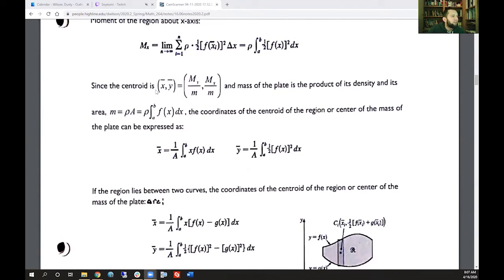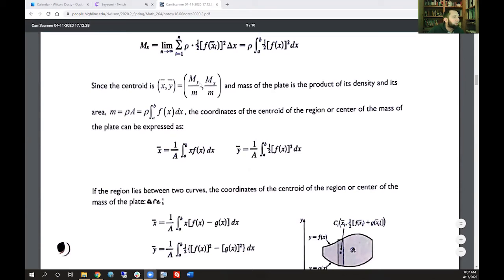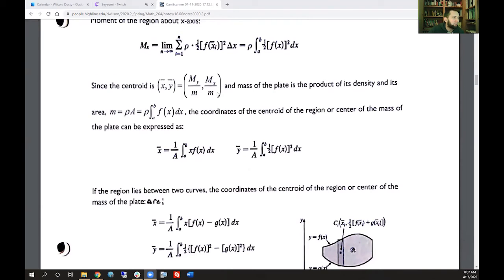Since the centroid is at (x bar, y bar), which would be My, the moment about the y-axis, divided by the mass, comma, Mx, the moment about the x-axis, divided by the mass of the plate, which is the product of its density and its area. So remember, mass is equal to density times A, and that would be rho times the integral from a to b of f of x dx.